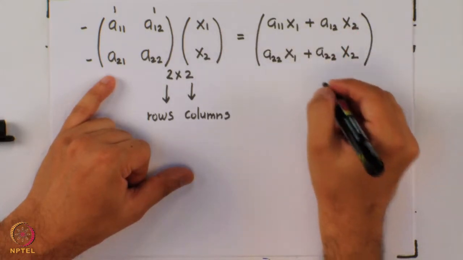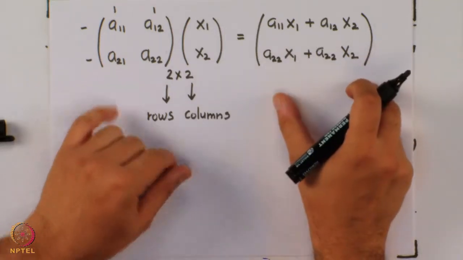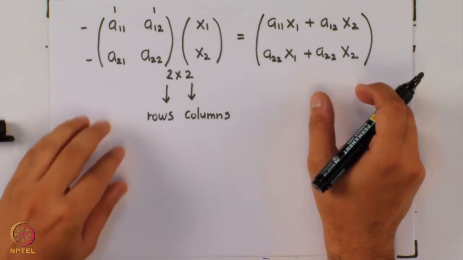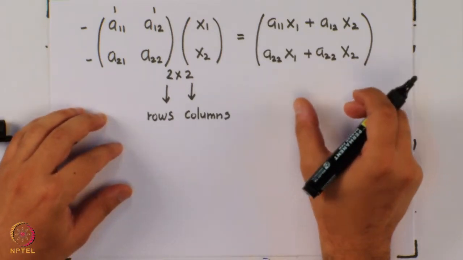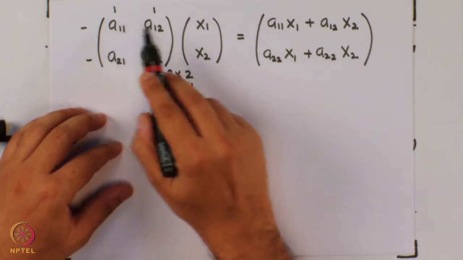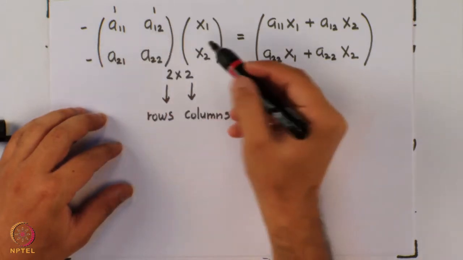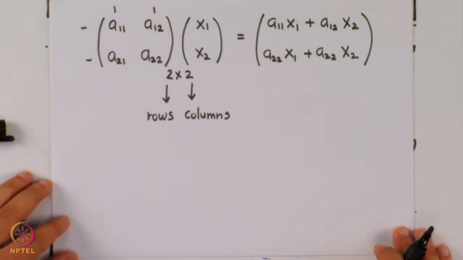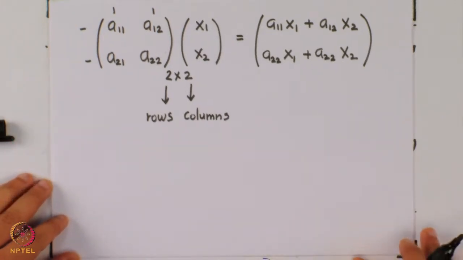and this is my resultant vector, which I get upon multiplication of a matrix and a vector. And it is important to realize that this multiplication is only permitted if the number of columns of the matrix is equal to the number of rows of the vector that you are trying to multiply.